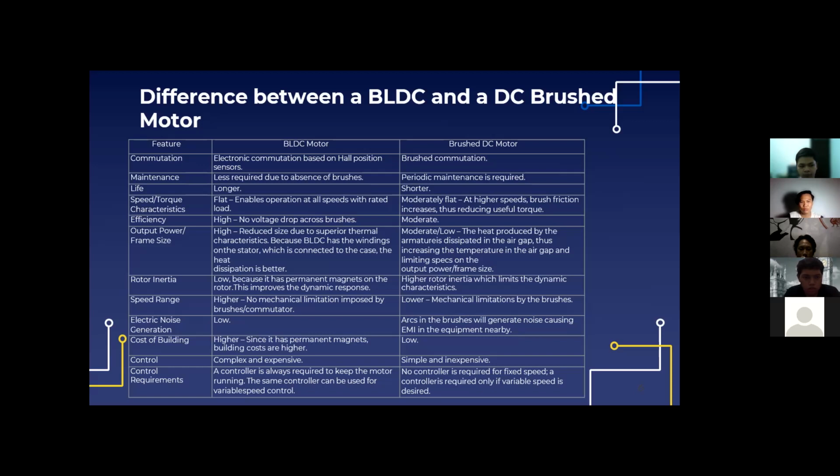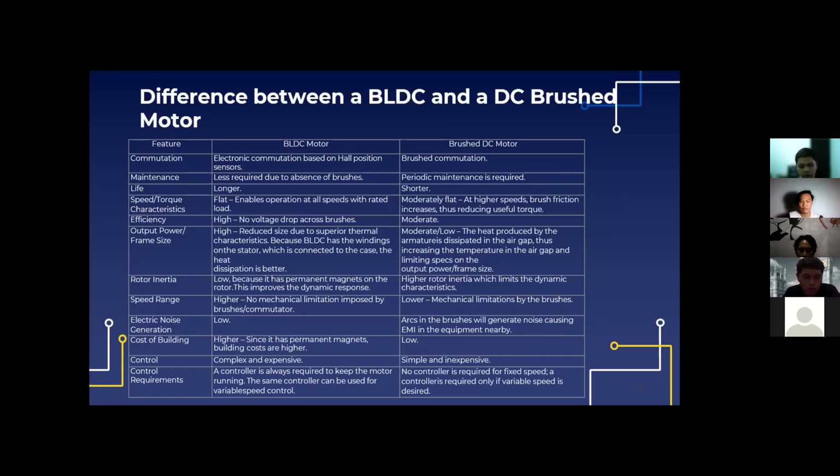Speed or torque characteristic on the BLDC motor is flat, enabling operation at all speeds with rated load. But on the brushed DC motor it is moderately flat; at higher speed, brush friction increases, thus reducing useful torque. Efficiency on the BLDC motor is high, with no voltage drop across brushes. But on the brushed DC motor it is moderate.